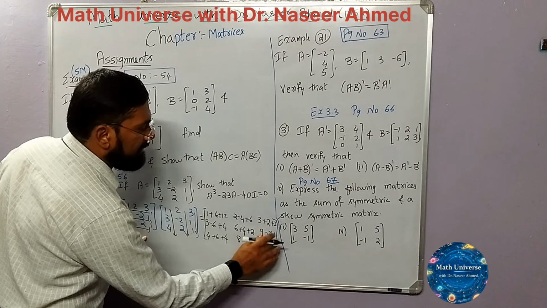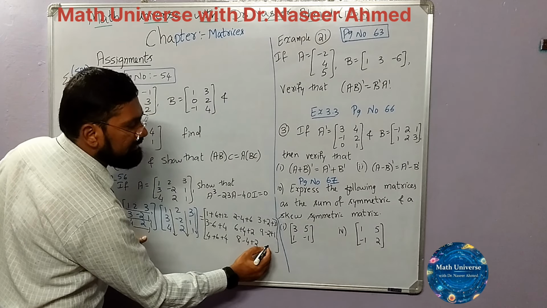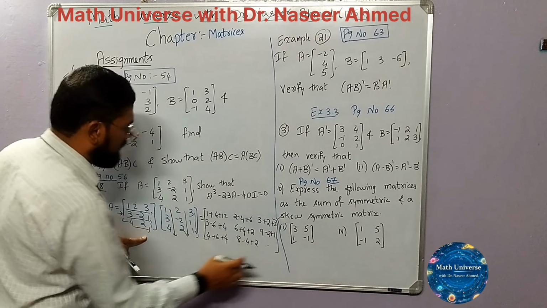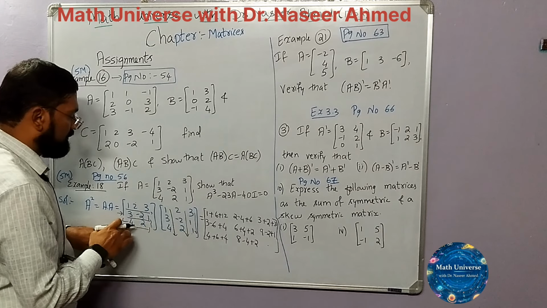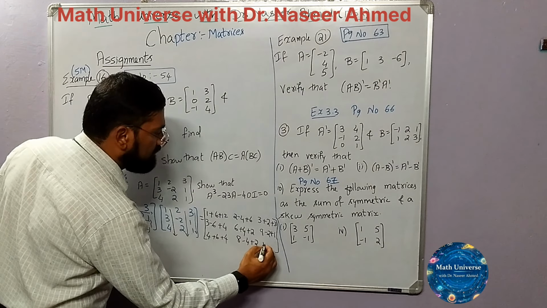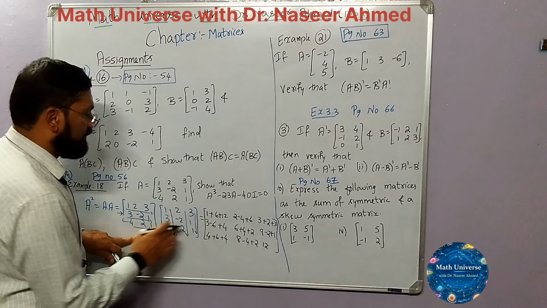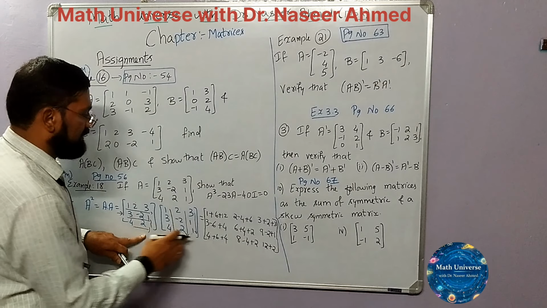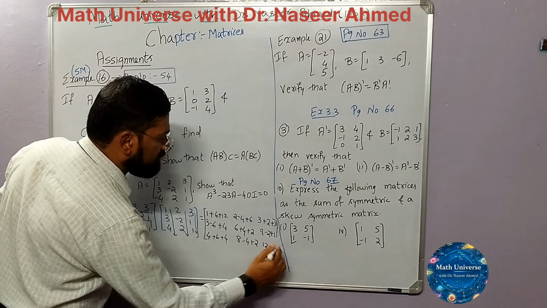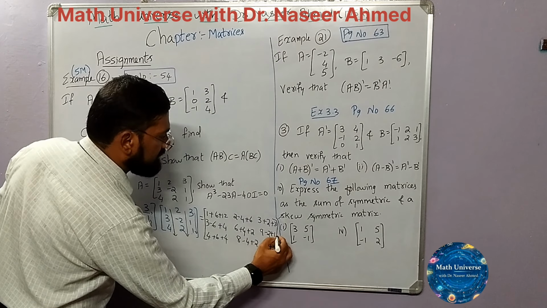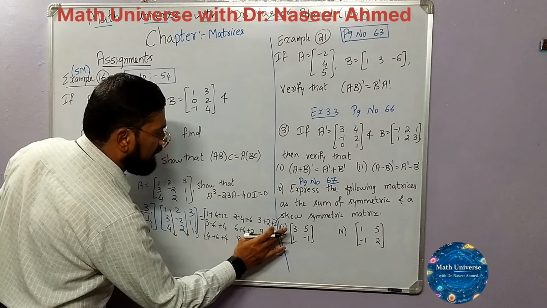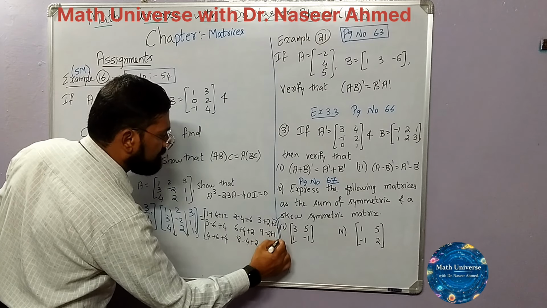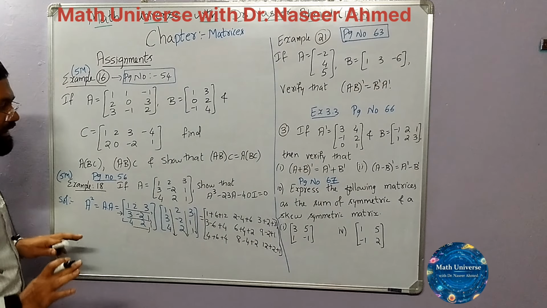Now this last entry is present in the third row, third column. So come here, third row, third column: 4 into 3, 12. Then 2 into 1 will be plus 2. Lastly, 1 into 1 will be plus 1. Let's create some more space. Plus 1. Okay, so we have finished all the entries.